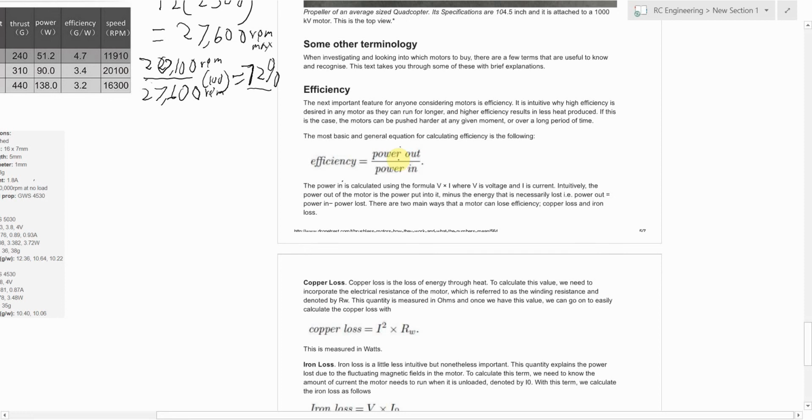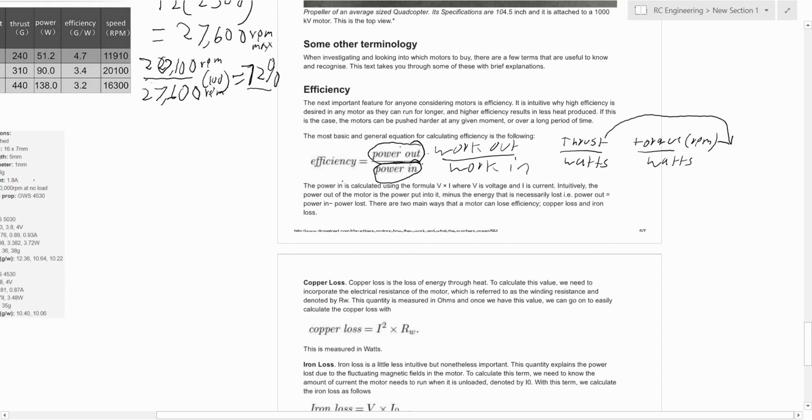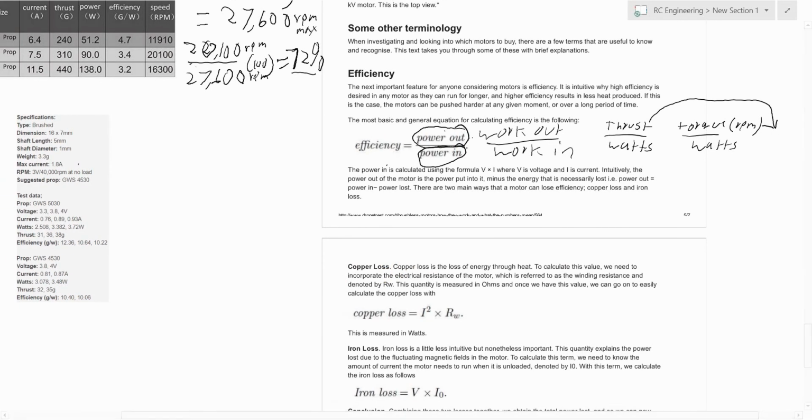So here, talking about efficiency. Efficiency in engineering is generally known as power out over power in. So this is also known as work out over work in. For example, on a prop, this would be labeled as thrust, how much thrust you get for how many watts you put in. For a car, it would be like torque times RPM over watts. And for a boat, it would also be the same, torque over watts. Similar, because both air and water are fluids, so it's technically the same thing.